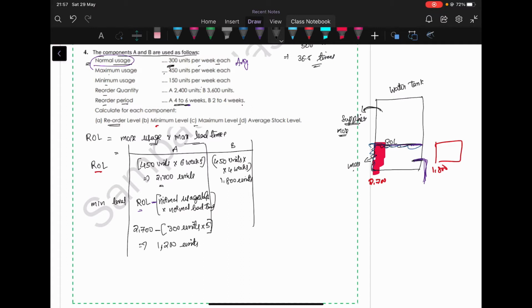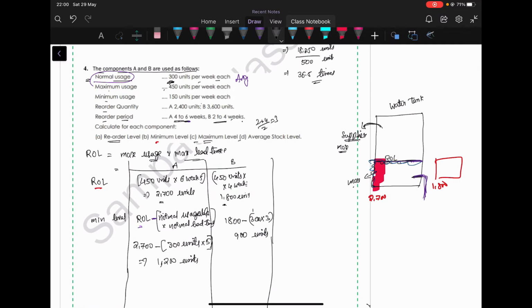1200 units are minimum. For this, again the same formula. Reorder level we got 1800. From the 1800 we will be utilizing how much? Again 300 into minimum lead time is how much? That is not minimum. Average lead time is 4 plus 2 plus 4 divided by 2, which is nothing but 3. 3 times 300 is 900. 1800 minus 900 is 900 units.